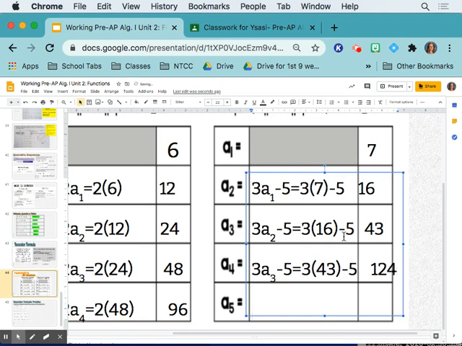And our last one that we're going to find, the 5th one, is found by doing 3 times A4 minus 5, which is 3 times 124 minus 5. That's 367.